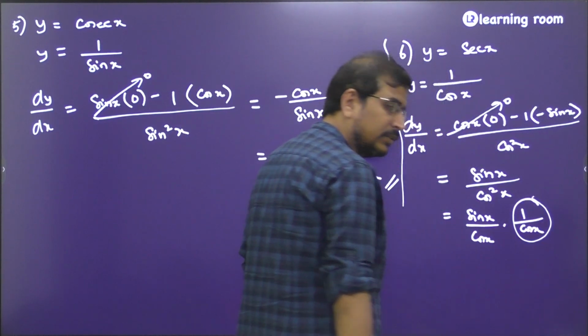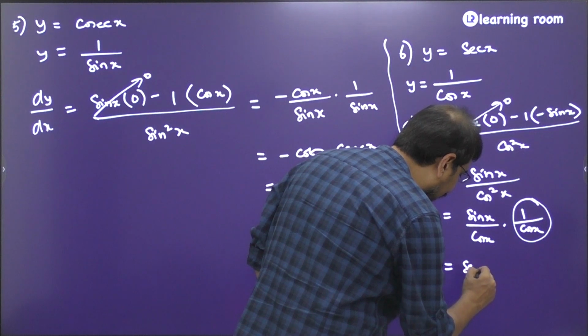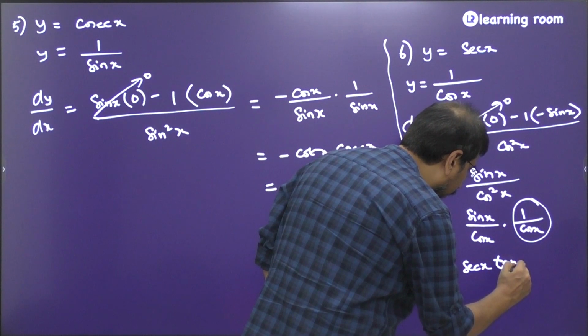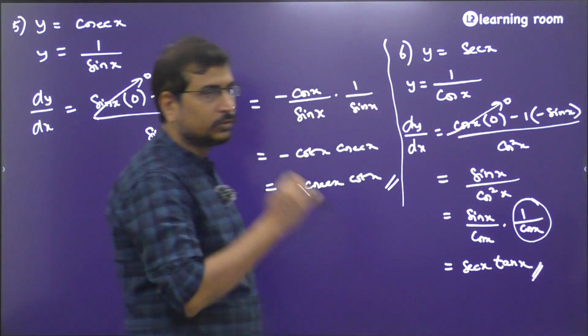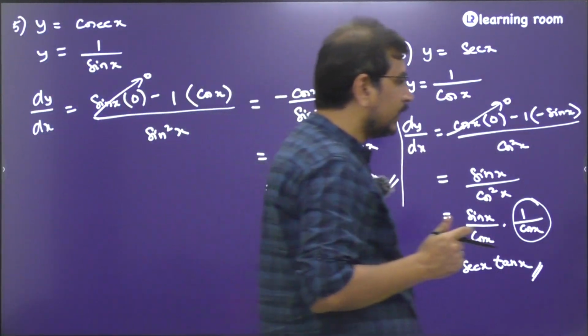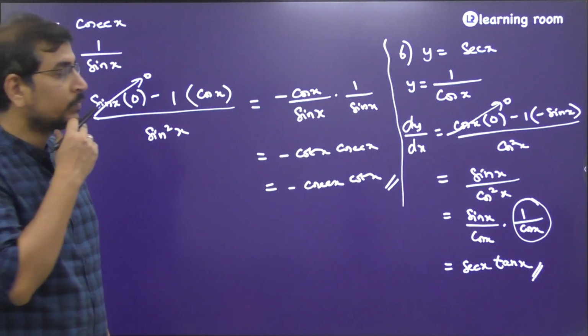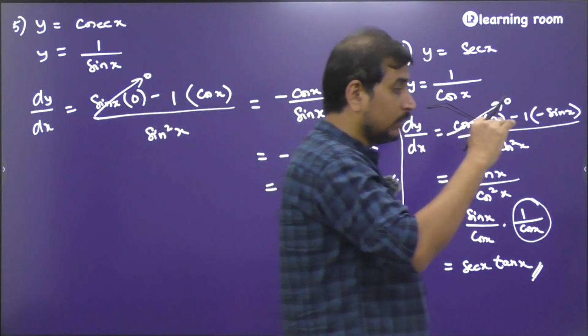So 1 by cos x is secant x. Sin x by cos x is tan x. So secant x into tan x is going to be the answer. Am I clear with this? Right. So now you know how to differentiate the given functions.